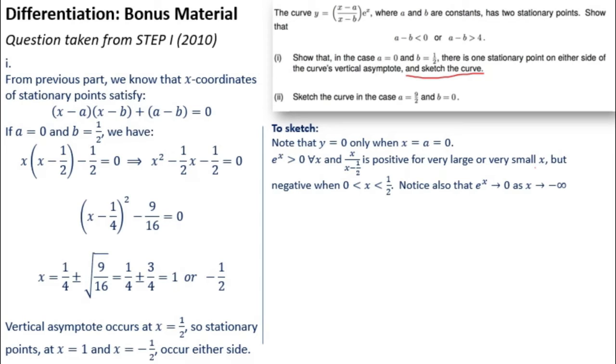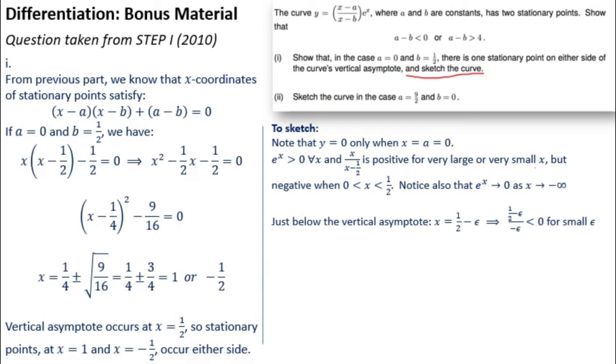We've also got this information that e to the x shrinks towards 0 as x tends towards negative infinity. So as you move towards the left, this graph is going to be pulled down to the x-axis. And it never quite reaches it because e to the x tends to 0 but is never going to be equal to 0.